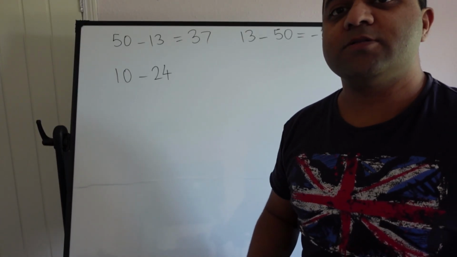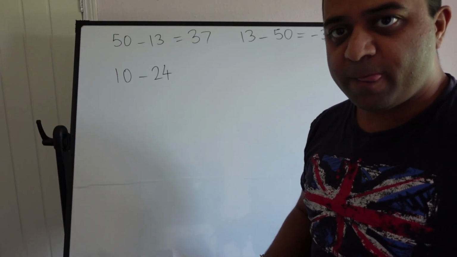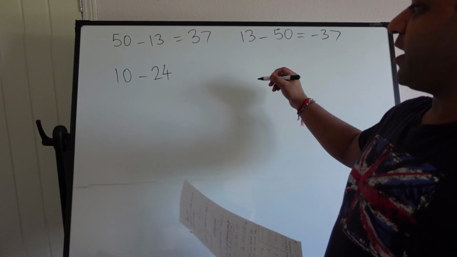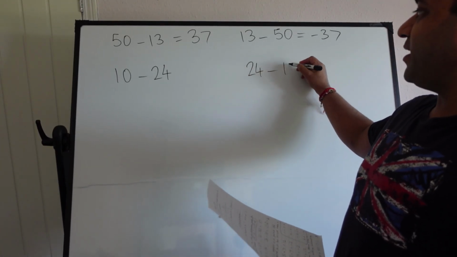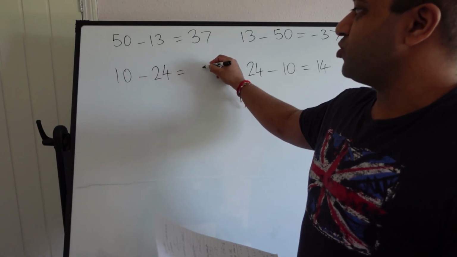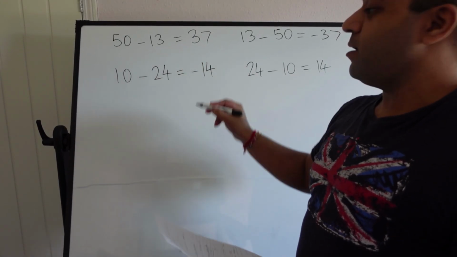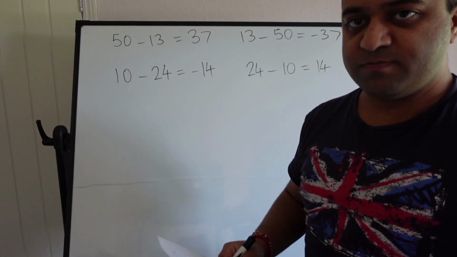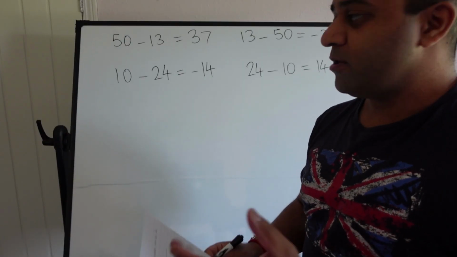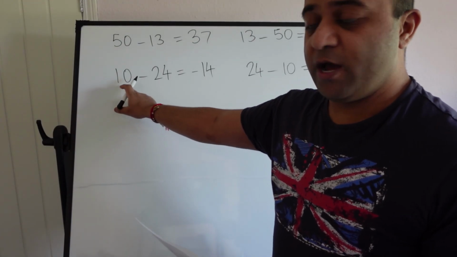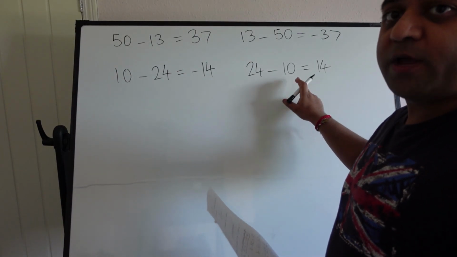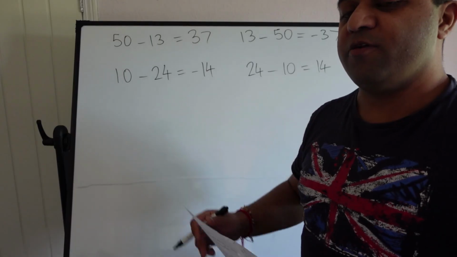Now, how about 10 subtract 24? This one might be a little bit more difficult, but if you work out 24 take away 10, which is 14, we know that this result should also be 14, but with a minus sign in front of it. So if you have trouble where the number to begin with is smaller than the number that's being subtracted, you can swap the order, work out the result, and then put a minus sign in front of it.